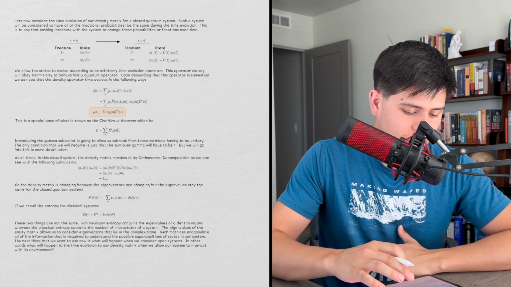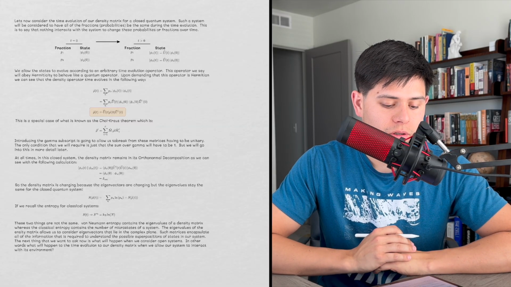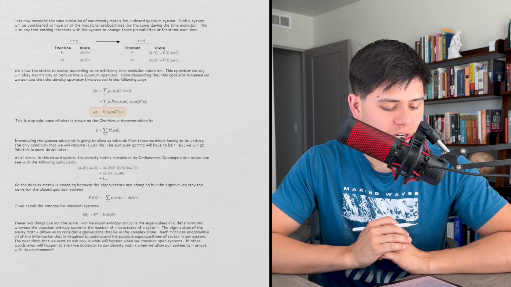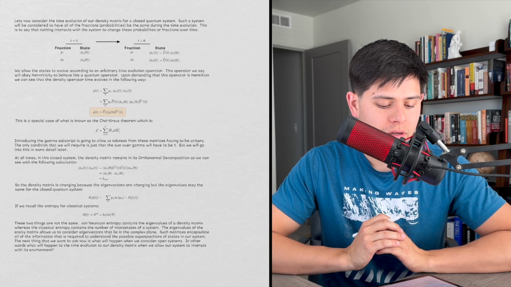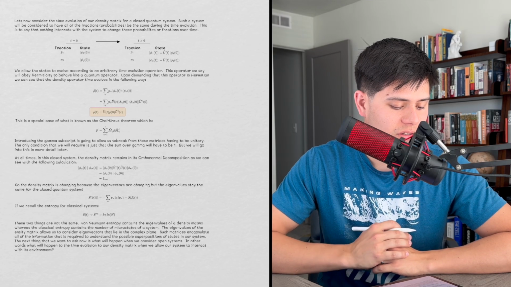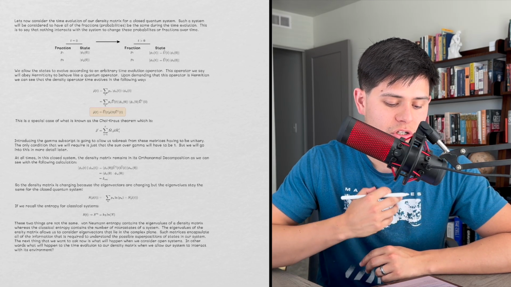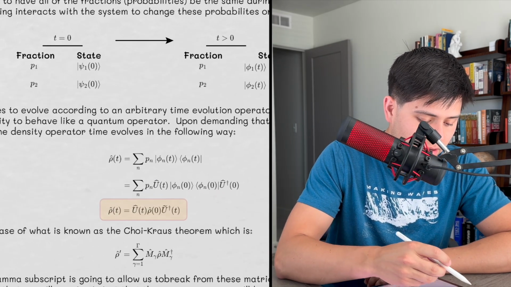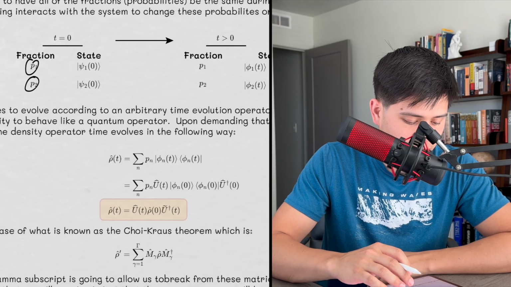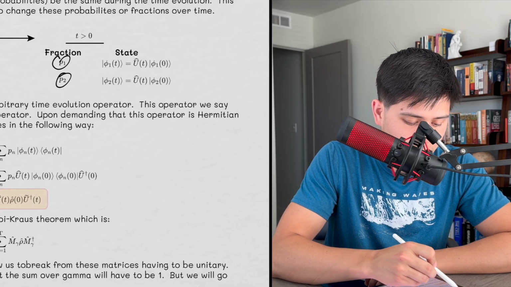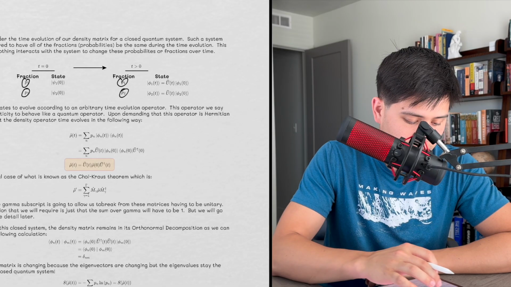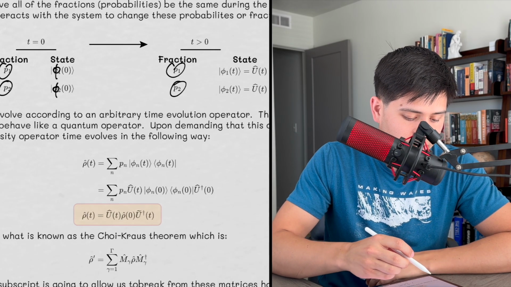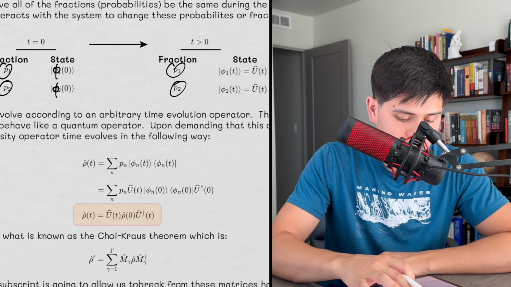So let's now consider the time evolution of our density matrix for a closed quantum system. Such a system will be considered to have all of the fractions or probabilities be the same during the time evolution. This is to say that nothing interacts with the system to change the probabilities or fractions over time. Again, this is to say that P1 at time 0 and P2 at time 0 remain P1 and P2 at time greater than 0. And our states, I'll call this phi for right now, just to be consistent. At phi 0, these are going to be the eigenstates of our matrix.